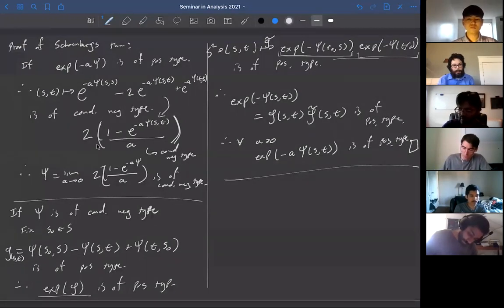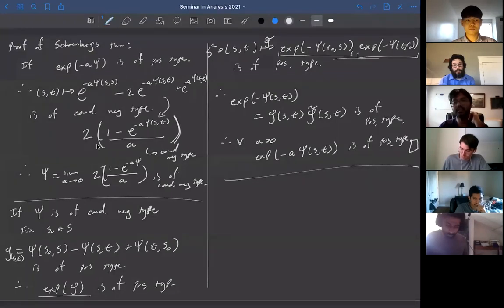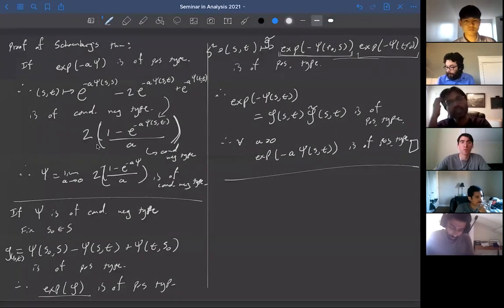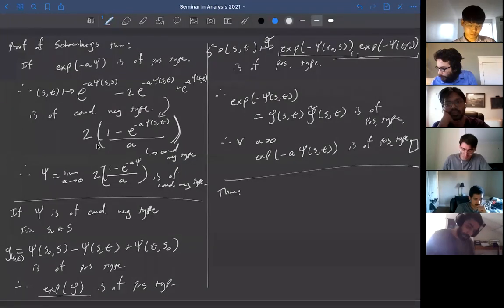And the nice thing about this is that now we see that we have a connection between cocycles, conditionally negative type functions, and semigroups of positive type functions. And we already know that positive type functions have a connection to coefficients of representations, which are connected to property T. And so therefore, we can combine all this and we can prove this next theorem, which we'll prove on Monday.